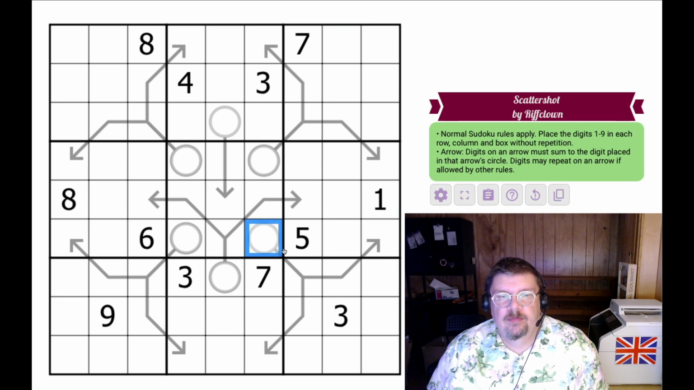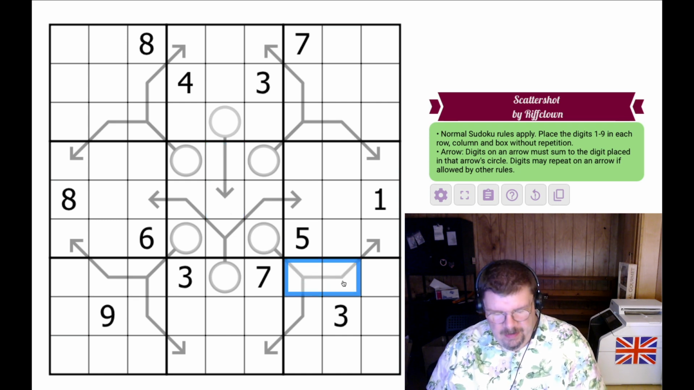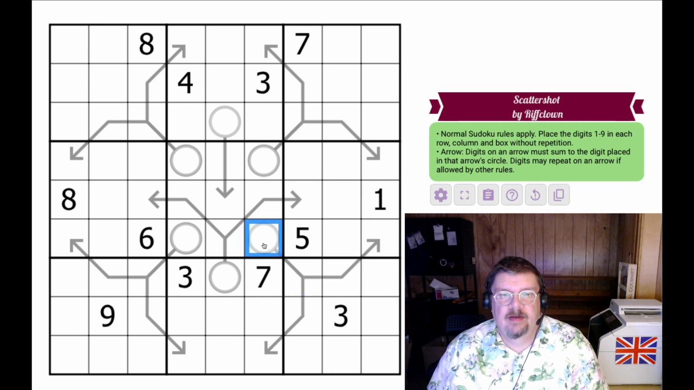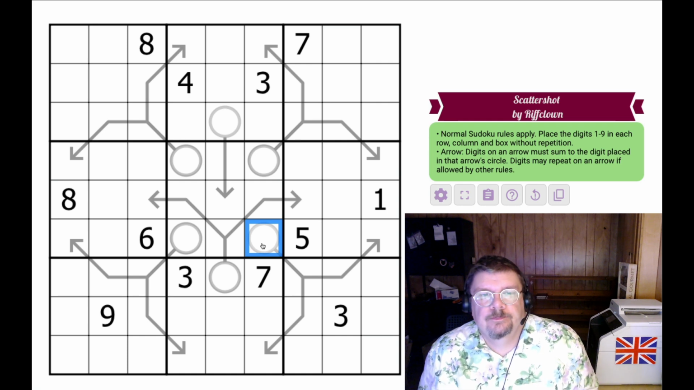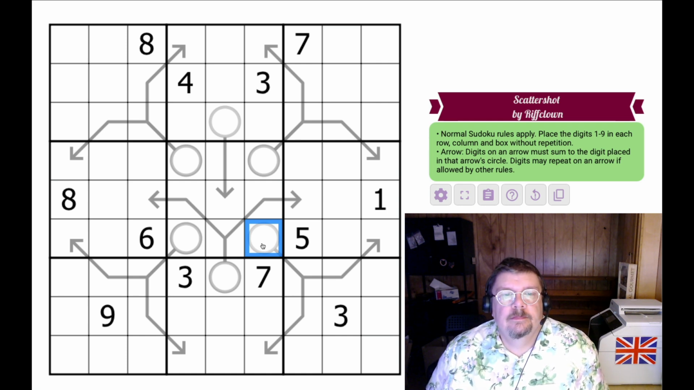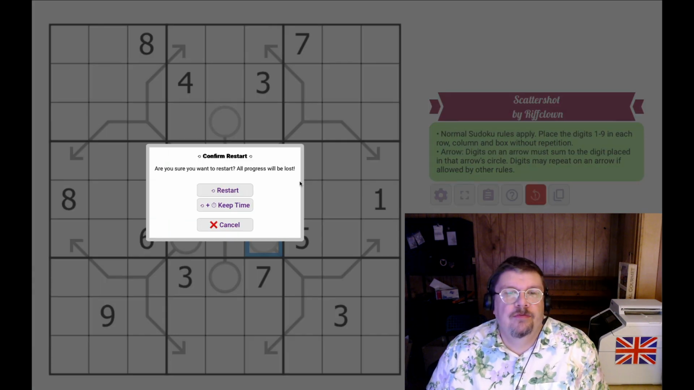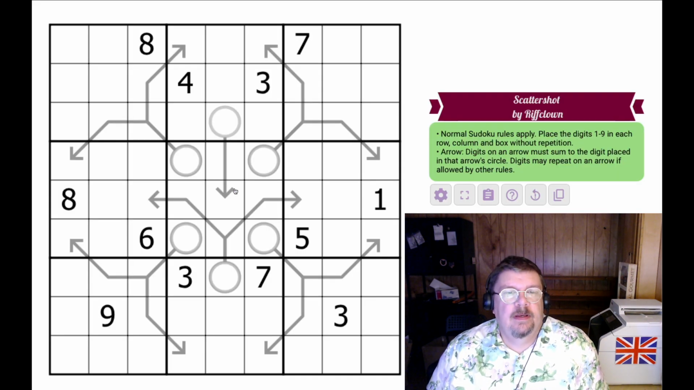Because of the way these arrows split, we treat them as two separate arrows. All right, if this were a 6, this could be a 2 and a 4. But those three digits will have to add up to that, and those three digits will have to add up to that as well. And that's all the rules, which is not a lot. All right, I am going to restart the puzzle to reset the timer, and let's begin.